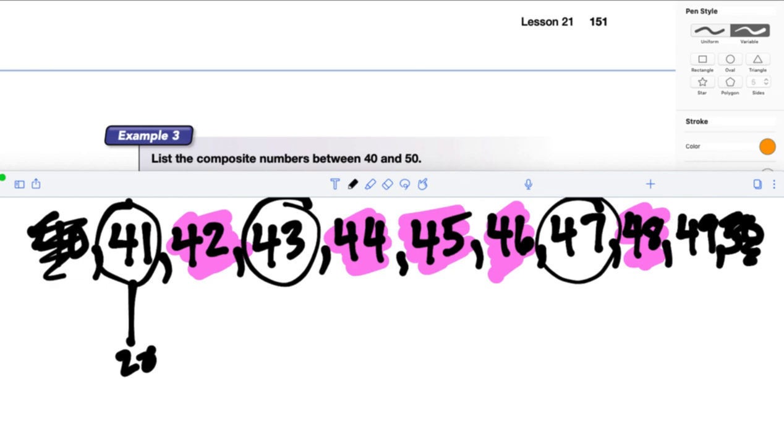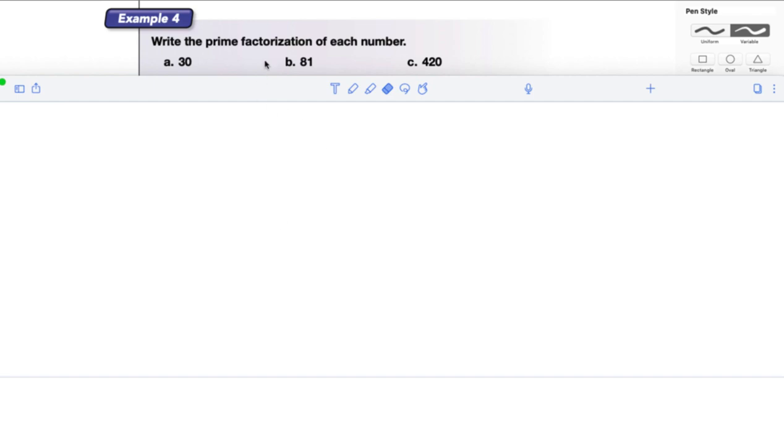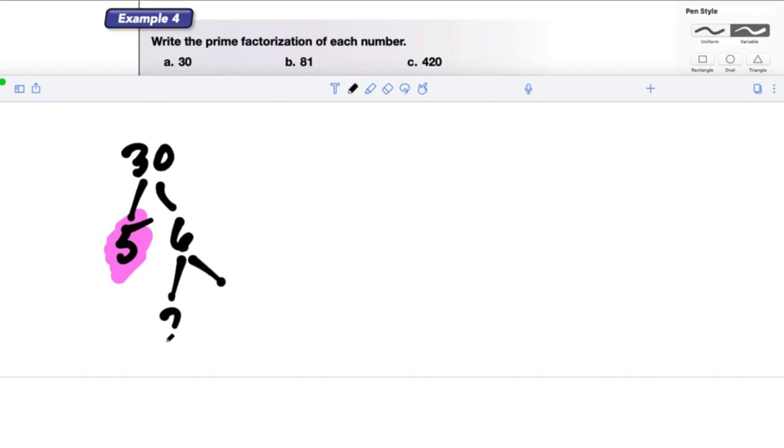All right, let's look at another example. So here we're supposed to do prime factorization for each of these, and I'm going to show you how that's supposed to be done. So you take your 30 and you find two numbers that multiply to give you 30. I like 5 and 6. And if one of those numbers is prime, you can circle it and stop that chain. But if it's not prime, it's composite, you've got to keep breaking it down.